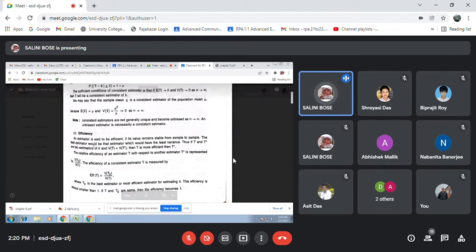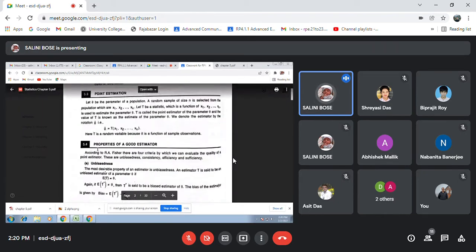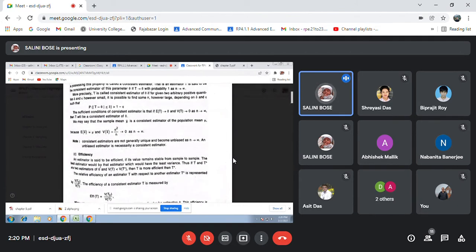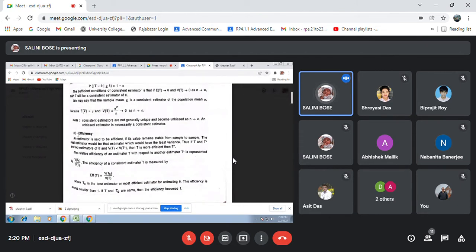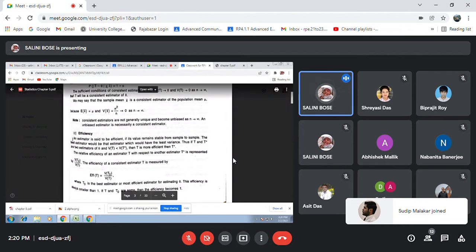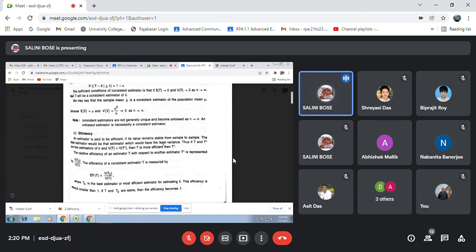Then the estimator, to be a good estimator, must be efficient. So what do you mean by efficient? Its value remains stable from sample to sample. That is efficient. When it is efficient, that means your estimate must not change from sample to sample. That is called efficiency.